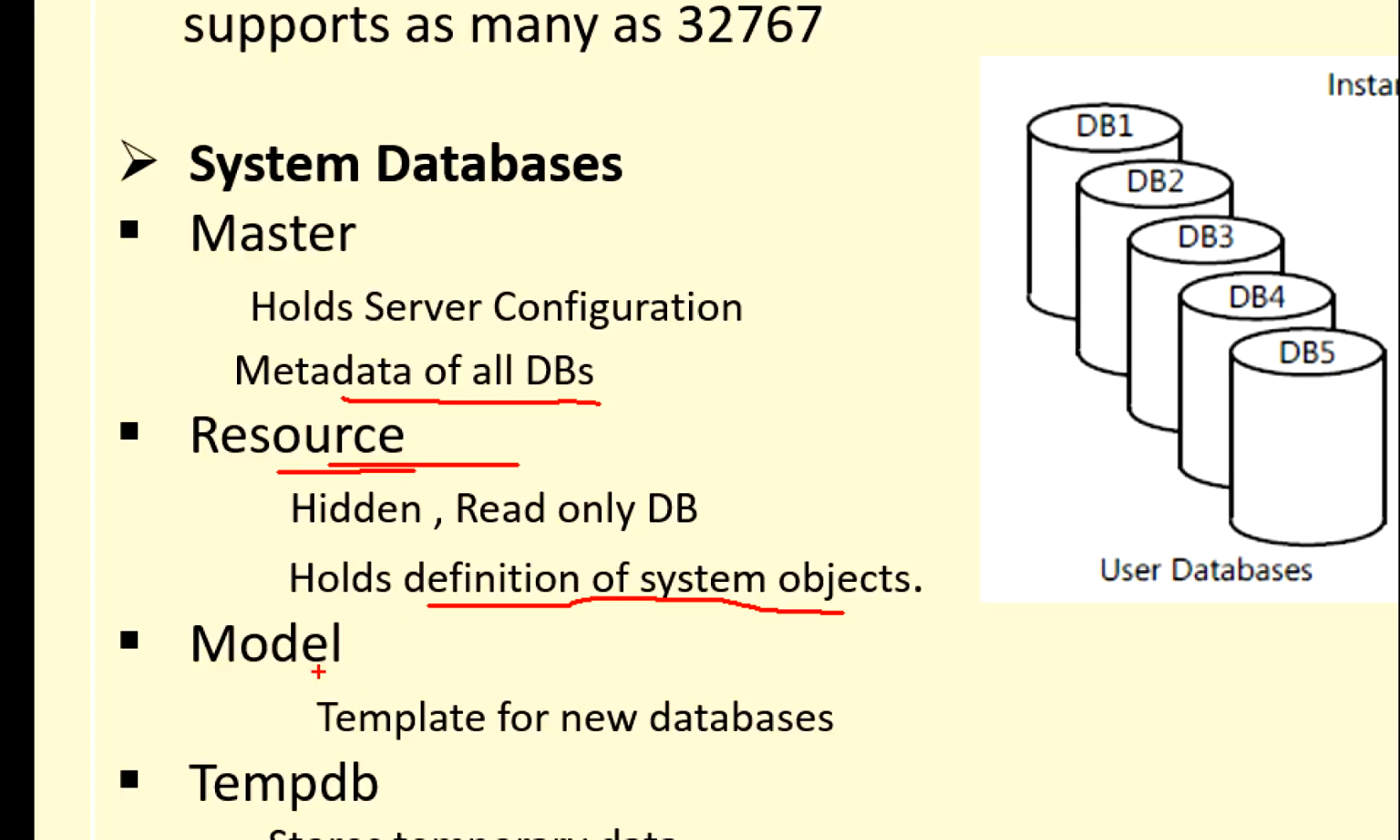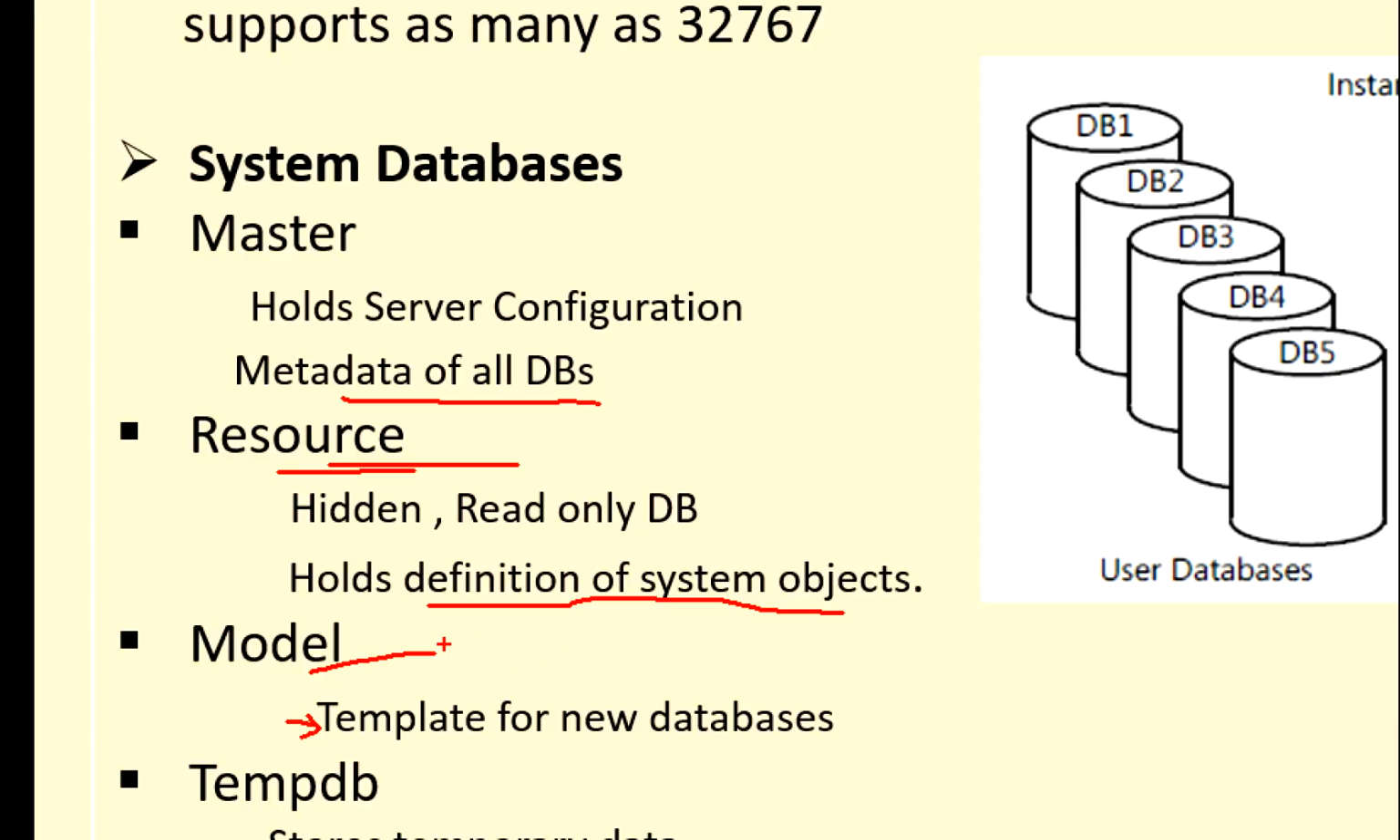And then we have model database. Model DB is responsible to hold the template of a new database. Let's say I want to create one user database. So when I want to create a new database, how does SQL Server know what are the default settings to create a database, right? So that information is stored in model database.